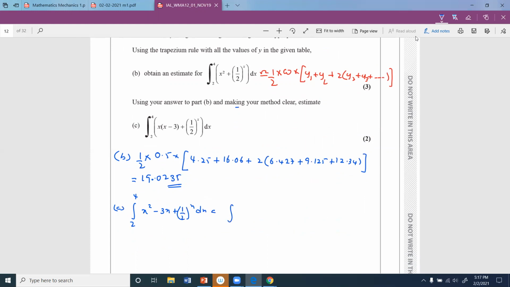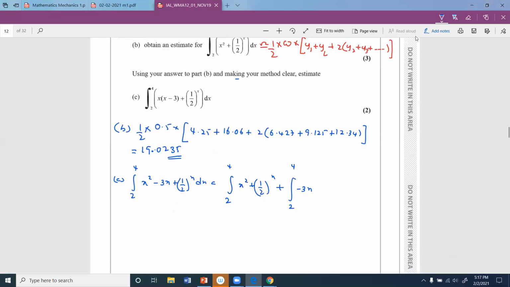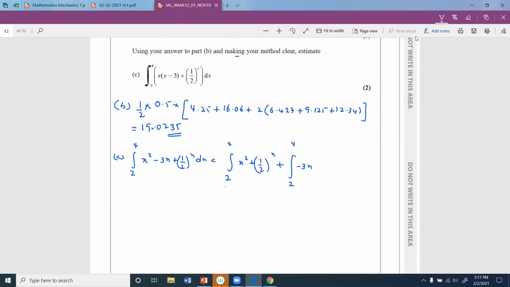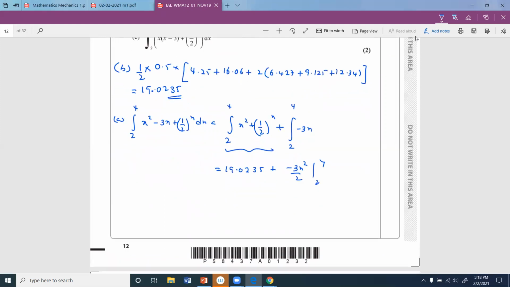Then I can write this as the integral from 2 to 4 of x squared plus half to the power x. Plus this one you can write as a different integration, minus 3x from 2 to 4. So you can break it up into two integrations, because the answer for this integration remains over here. Then let's go ahead. This answer is exactly similar to the previous part, 19.0235, plus this integration, minus 3x to the power 2 over 2 from 2 to 4. So we just do it and see what the answer is.